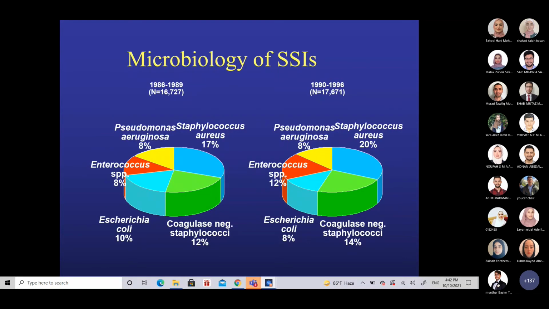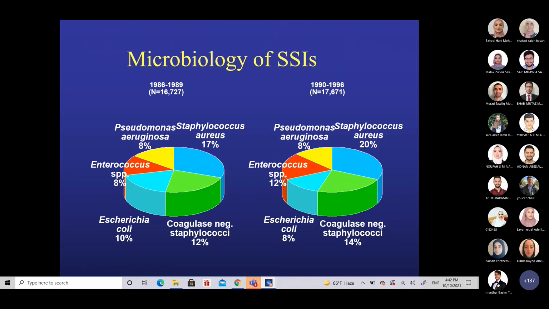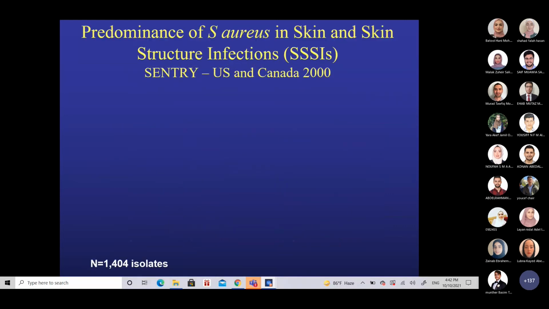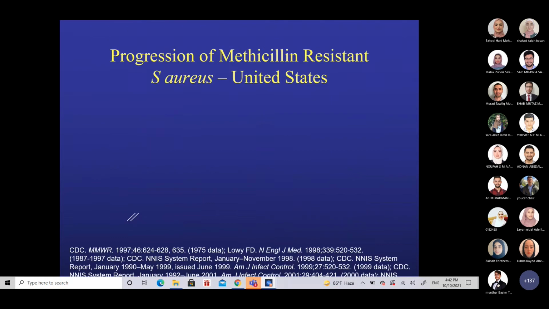We talked in general. What are the most commonly encountered pathogens? Of course, if you want to think about one and only one, it's going to be Staph aureus. This is the most commonly encountered pathogen in surgical site infections. Luckily, until now, Staph aureus are mostly methicillin sensitive, but as you can see, there are rising numbers of methicillin resistant Staph aureus.